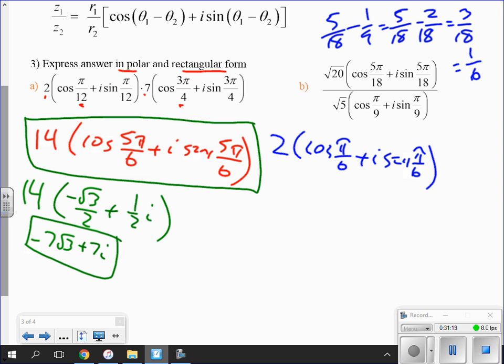Divide the numbers, subtract the angles. Now, I have 2 times the cosine of pi over 6, which is root 3 over 2, plus I sine of pi over 6, which is 1/2. Distribute the 2. I get root 3 plus i. Piece of cake.